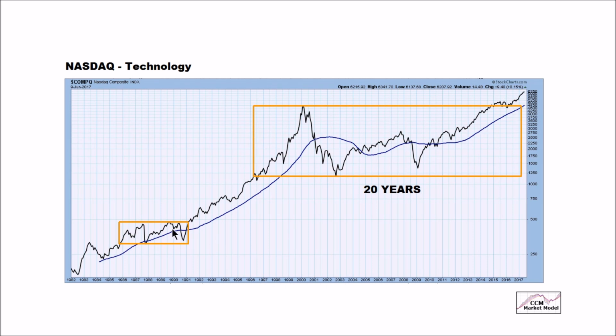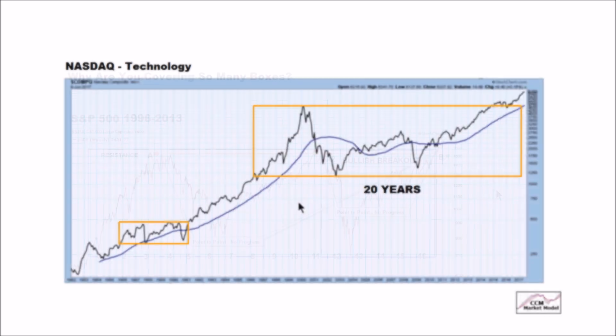You can see here consolidation. Good things happen for a very long period of time with lots of givebacks and consolidation along the way. Look at the slope of the 50-month moving average as we break out of the box. How significant could a 20-year consolidation period be relative to the future or the coming years?